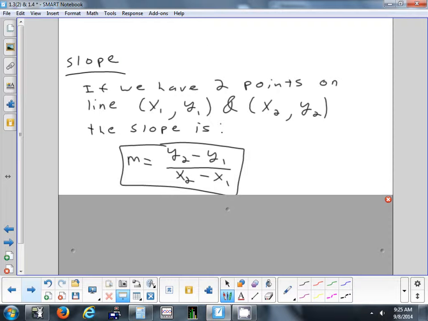Okay, so slope. You could have treated these as coordinates in the last problem and found the slope that way. It's basically what we did. But if you've got 2 points on a line, x1, y1, x2, y2, the slope is change in y over change in x.